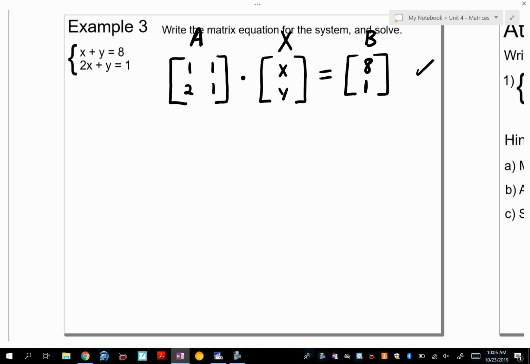Now, once you write this equation, we need the inverse matrix of matrix A. So I'm going to find the inverse matrix of matrix A. And before I do that, what's the first thing I need? The determinant of matrix A. So I'm going to find the determinant of matrix A with 1 times 1 minus 2 times 1. And what is 1 minus 2? It is negative 1. So the determinant of matrix A is negative 1.